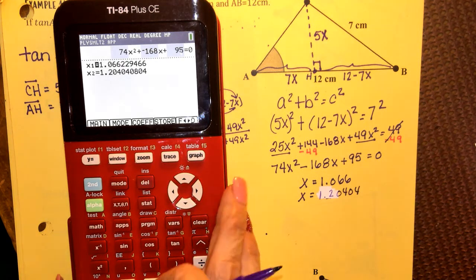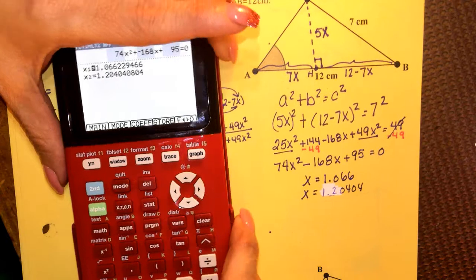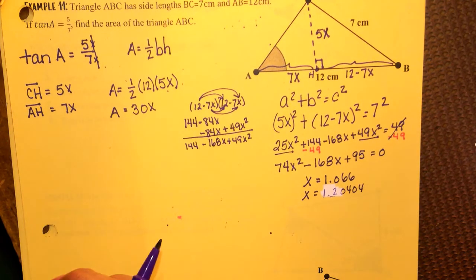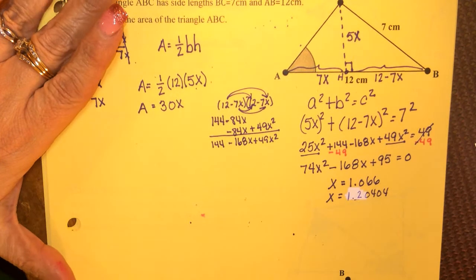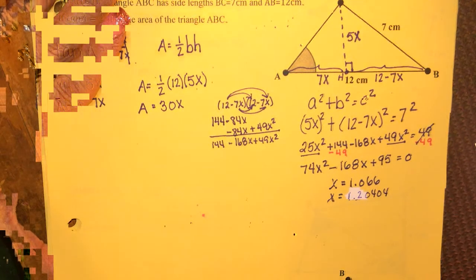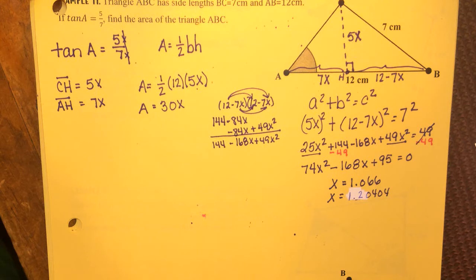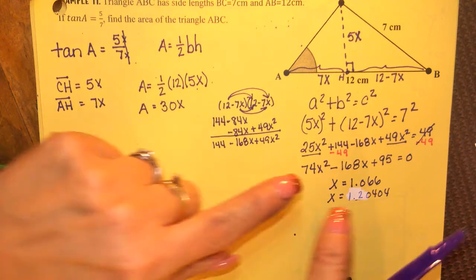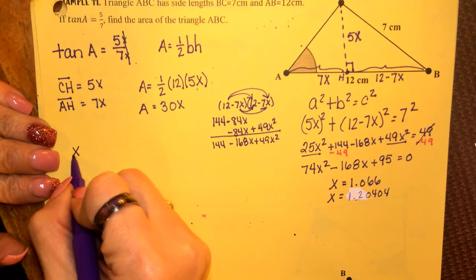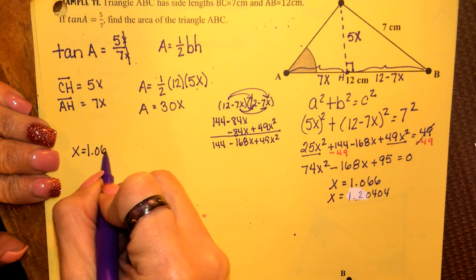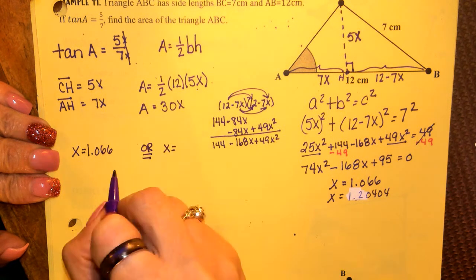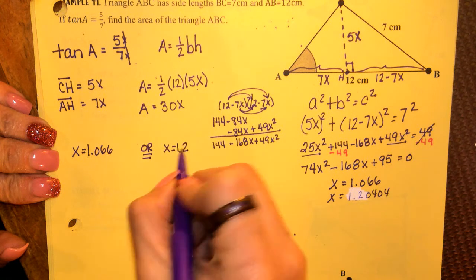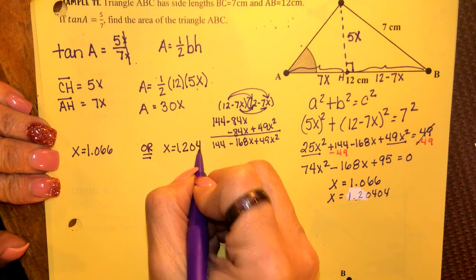1.20404. Okay, so I've got my two answers. So you're like, wait, which one is it? Well, it could be either one. We're going to have two answers. So I'm going to do a situation where x equals 1.066. I'm going to put an or, and I'm going to say x equals 1.204.